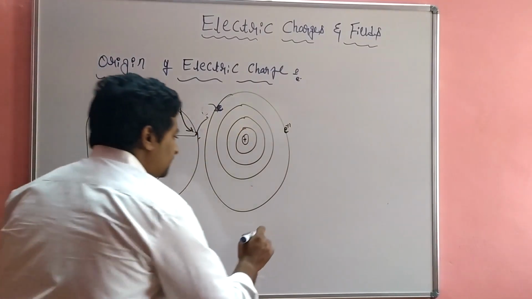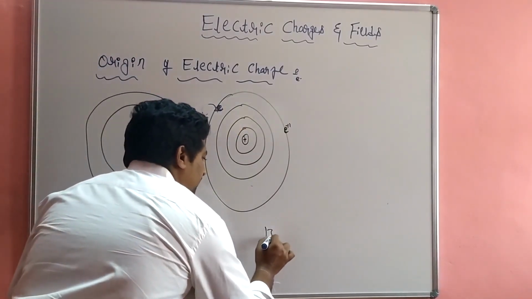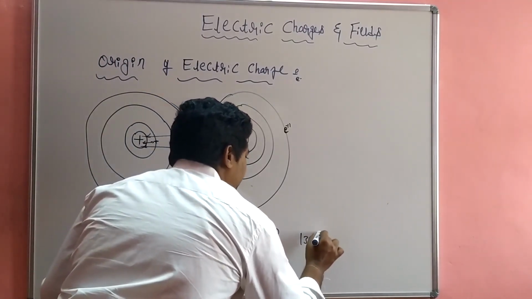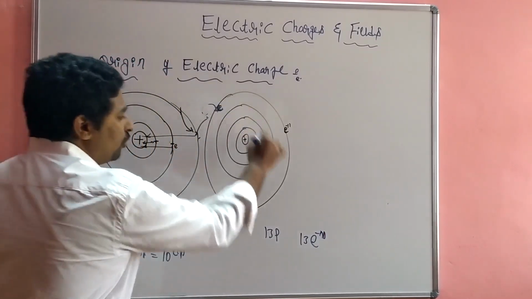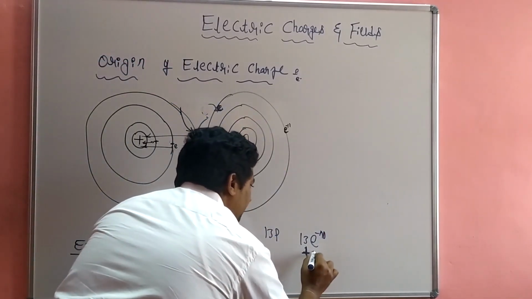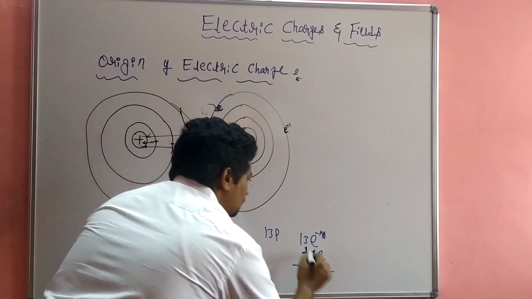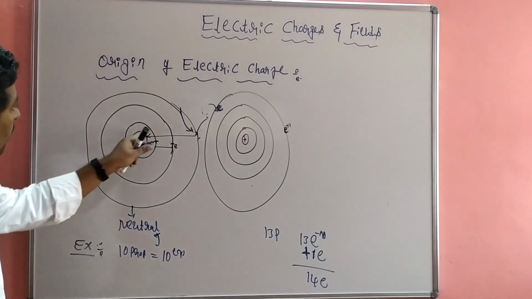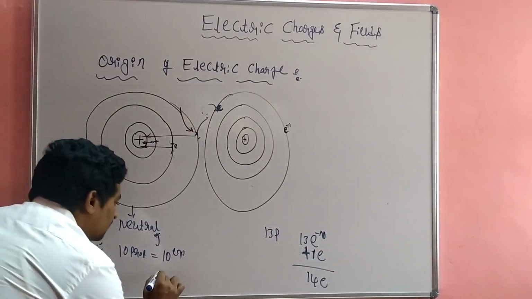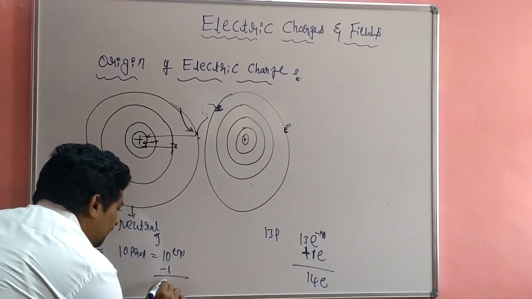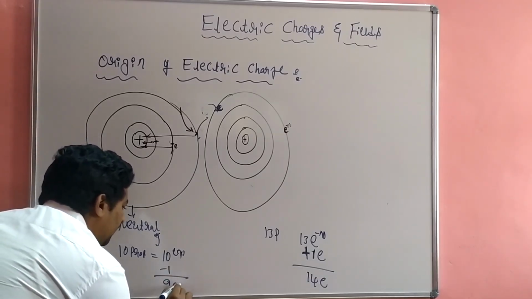So for example, this has 13 protons and 13 electrons. One more electron is added, so the total number of electrons is 14. Then one more electron is lost, which means minus 1, so the total net electrons is equal to 9.